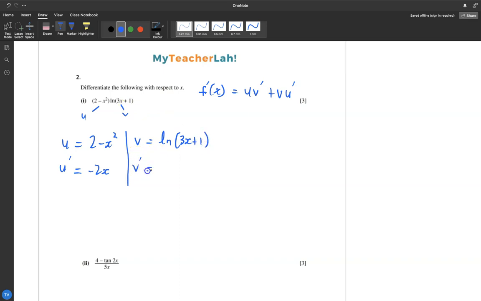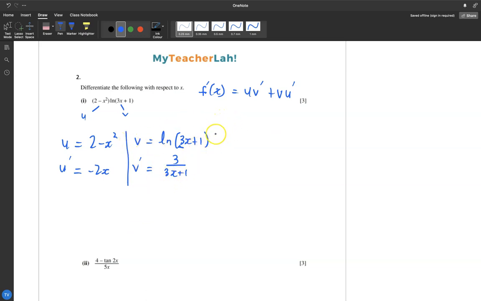And v prime, which is the differentiation, should be 3 over 3x plus 1. How do we differentiate this? We differentiate ln first, and you get 1 over 3x plus 1. And this 3 actually comes from inside. So differentiate the inside, and you should get 3 as the multiplication. So you multiply this with the 1 over 3x plus 1, you get this. Just double check how to differentiate ln functions if you're not so sure.